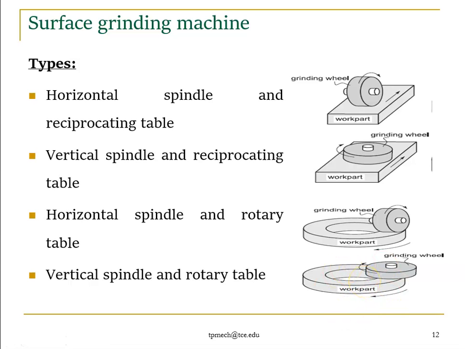In your examination, they may ask any one particular type. For example, explain the components and working principle of a horizontal spindle rotary table machine. You need to draw very clearly, right? If you draw wrongly, then the total answer will be wrong.